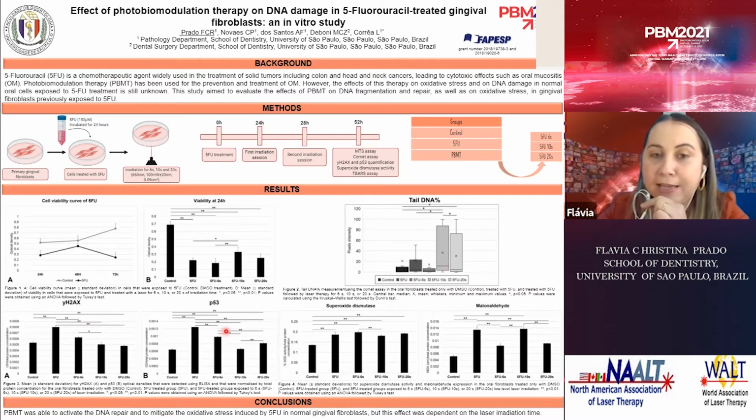Gamma H2AX and P53 expression in the 5-FU group was higher than all the groups. When the 5-FU treated cells were exposed to PBM, gamma H2AX expression was lower as the radiation time increased. Regarding P53, 5-FU 10 seconds showed lower P53 expression compared to 5-FU 6 and 20 seconds. 5-FU showed higher SOD activity and MJ expression than the control group. 5-FU 6 seconds showed the highest SOD activity. MJ expression decreased when the 5-FU treated cells were irradiated for 6 and 20 seconds.